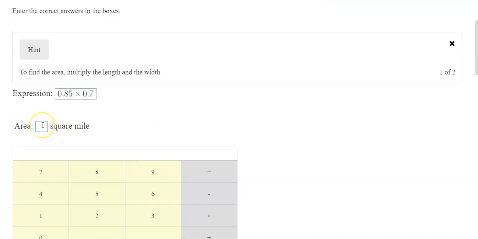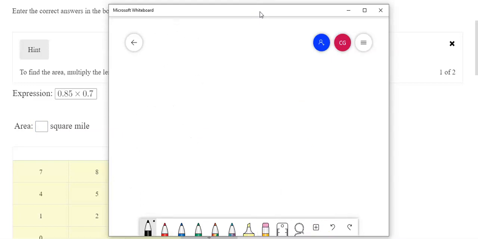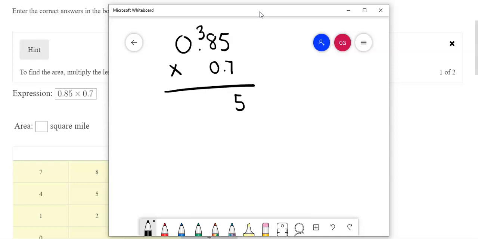Okay, so now we're going to multiply this, and I'm going to bring up my work page to do that. You should be doing it too. 0.85 times 0.7. 7 times 5 is 35. 8 times 7 is 56, plus 3 is 59. There's 1, 2, 3 decimal places. Put a decimal, add a 0 in front. So 0.595.